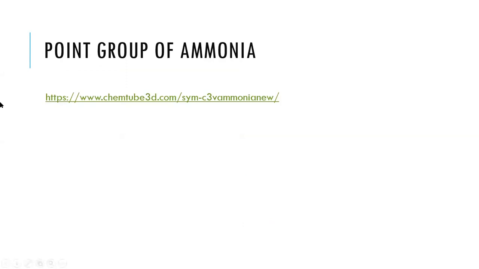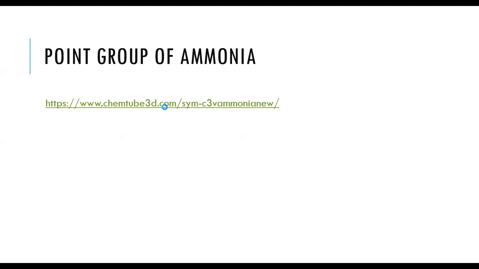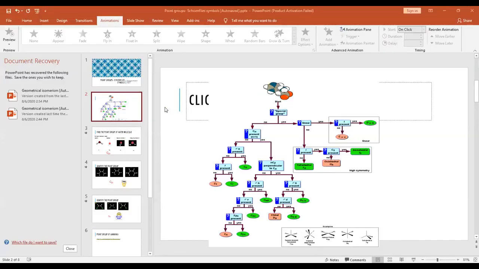And now we'll just visit this site, and we'll try to see the elements of symmetry in ammonia. This is the ammonia molecule, and here the elements of symmetry are shown. Here you have a C3 axis and 3 planes of symmetry. So the planes are designated like this.